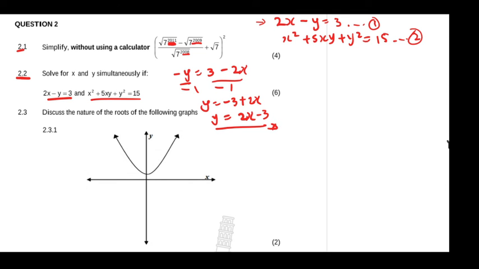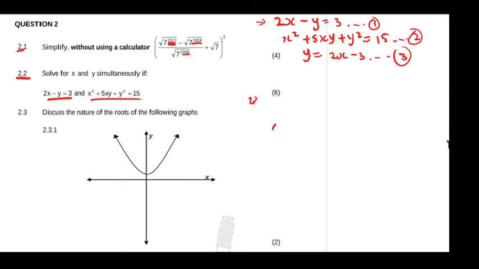So I'm going to make it my equation 3. So it's y is equals to 2x minus 3. So this is my equation 3. And then from here, I'm going to substitute equation 3 into equation 2, right? So where there's y, you're going to put 2x minus 3.